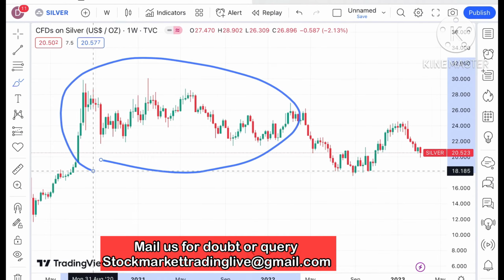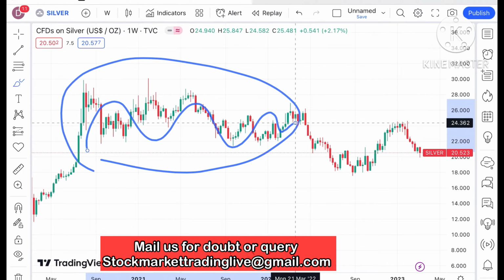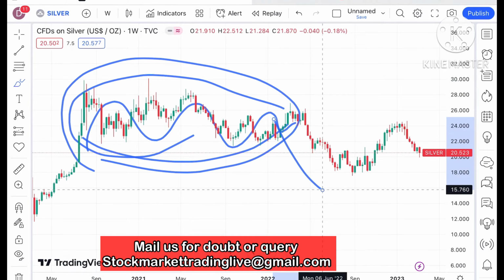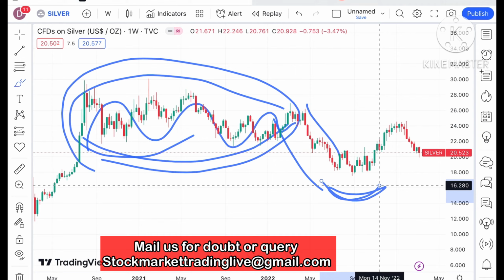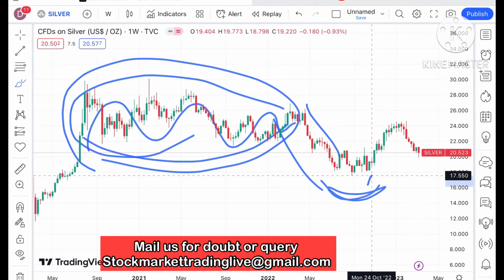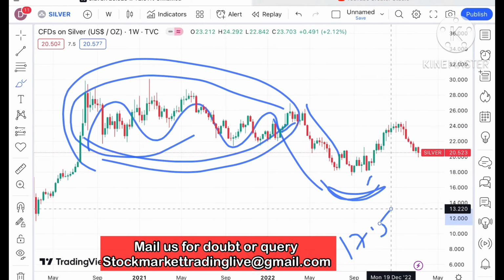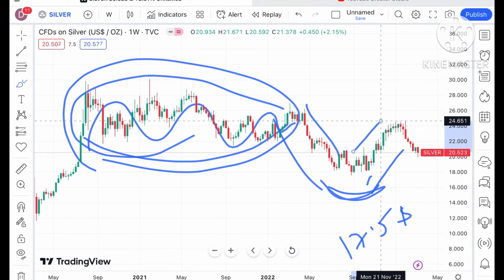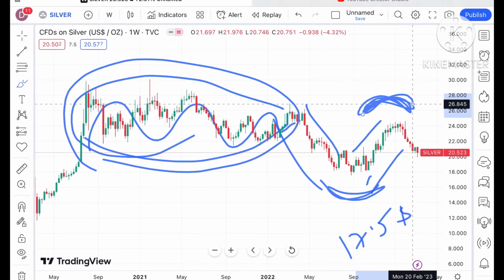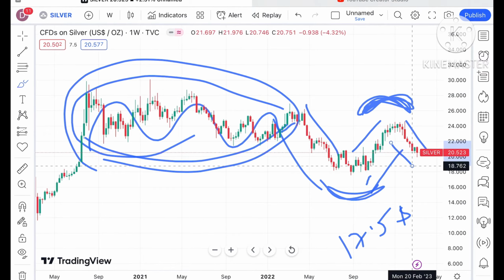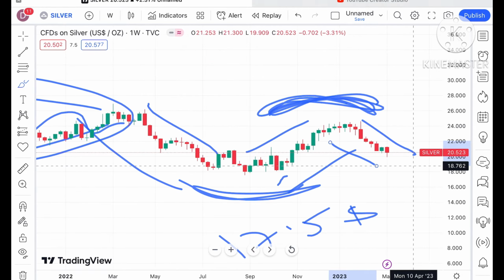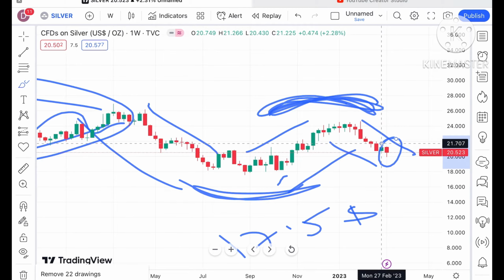This is the range where you can see that it has stopped in this particular zone, and after a sharp fall we have seen a U pattern forming. This U pattern is formed at a level of $17.5. After that there is a continuous upside, a swing is formed at this particular level, after which there is a continuous downfall, and you can see a hammer is trying to form at this particular level.